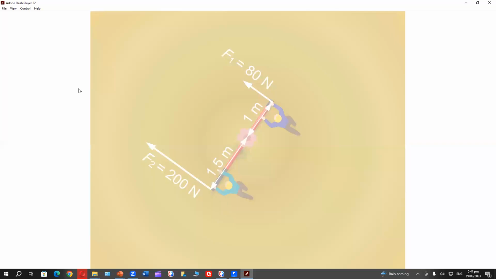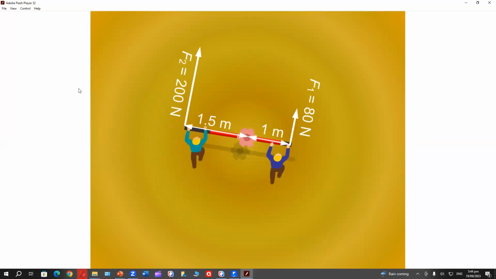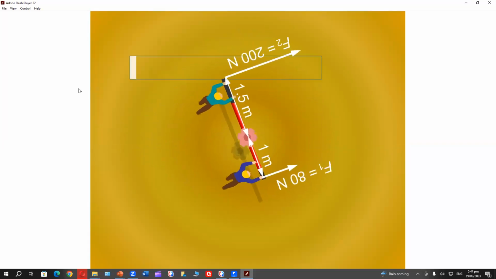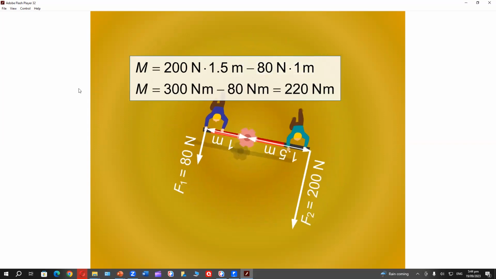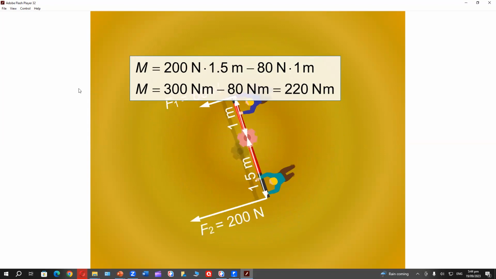In the case where the moment of one force results in a clockwise turn, while the moment of the other force results in an anti-clockwise turn, one of the forces is subtracted from the other.